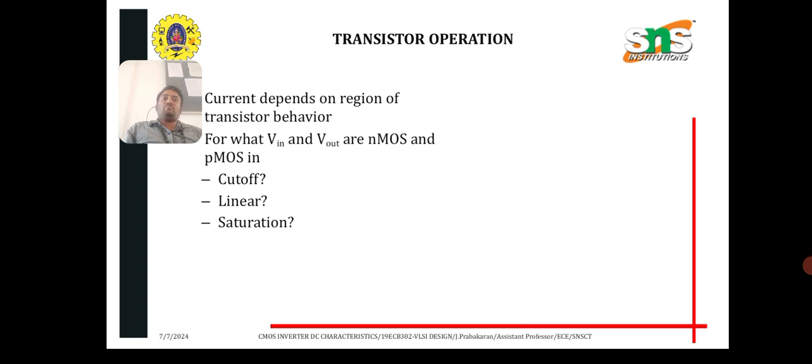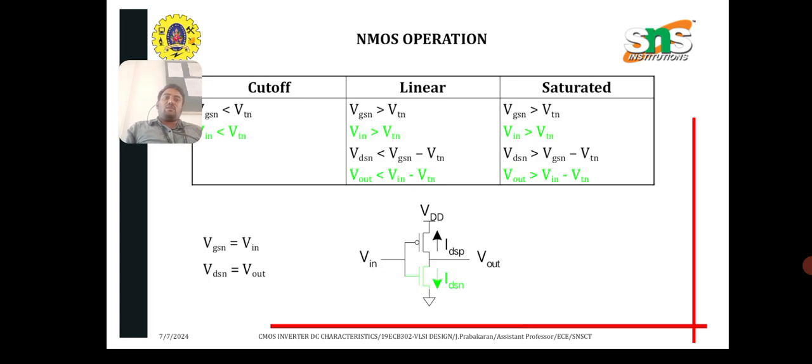Saturation mode: emitter-base and base-collector junctions are both forward biased, with reduced current gain, used for switching applications. Cutoff mode: both junctions are reverse biased, with negligible collector current. This is the cutoff region, linear region, saturation region, and NMOS operation.